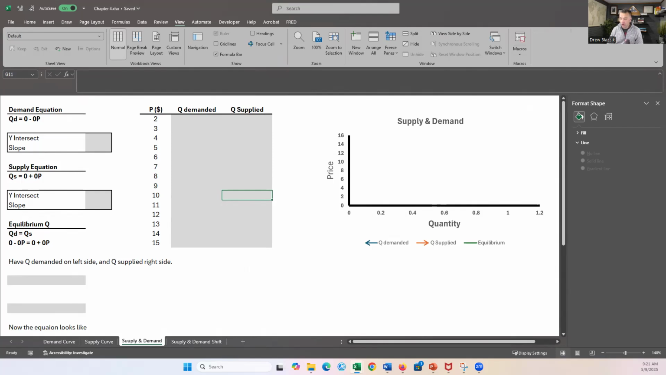The demand curve. This is the function, this is the equation to use. Quantity demanded equals a y-intercept, and we're going to type that in.